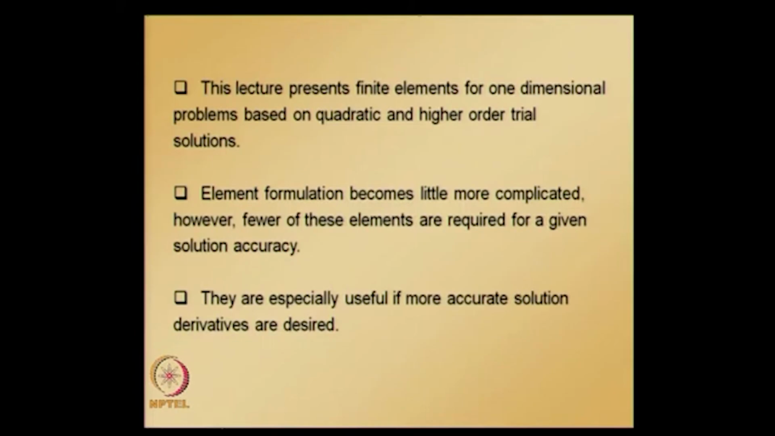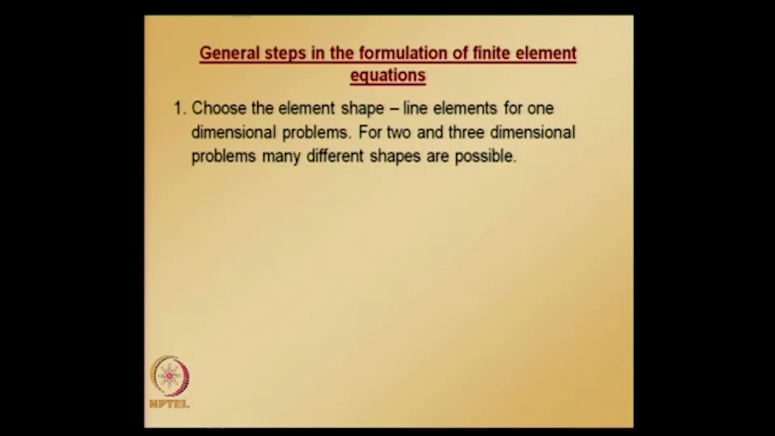Now let us look at what are the various general steps involved in the formulation of finite element equations. So first step is choose the element shape. It depends on the kind of problem. Line elements for one dimensional problems, for 2 and 3 dimensional problems we will be seeing a little bit later, there are different shapes possible like triangular or rectangular or quadrilateral elements, or if it is 3D you can have tetrahedron or a cubic element.